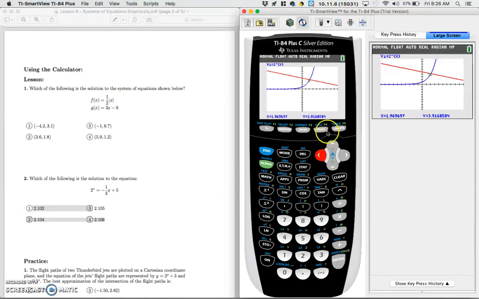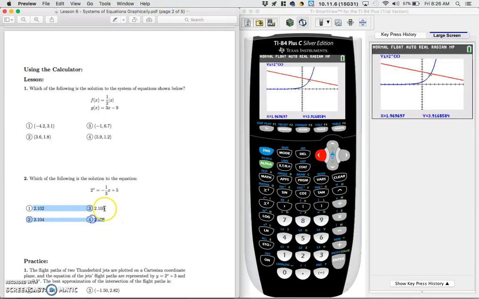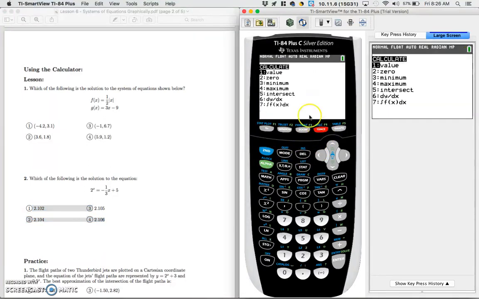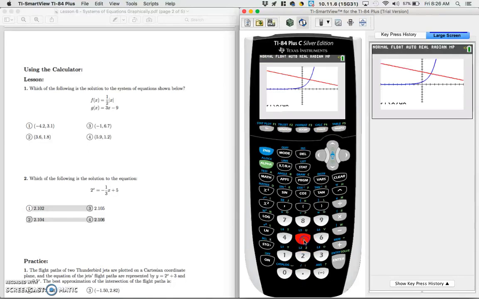So luckily, if trace fails because the answer choices are so close to each other, or because you need a more exact point of intersection, we have a function on our calculator that will let us determine the point of intersection. So to do that, instead of doing trace, we do second calc. Now the thing we want to calculate is the point of intersection. So we choose option 5.